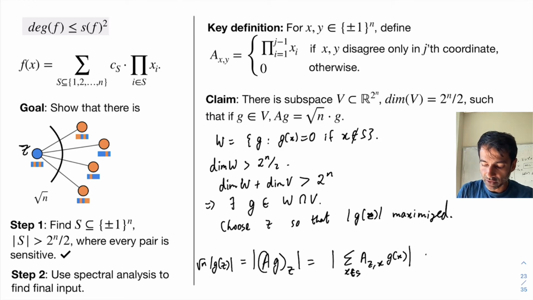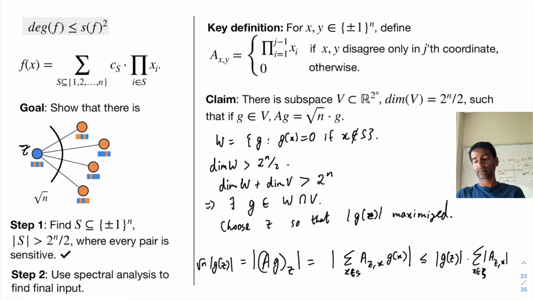And now I can write this is less than or equal to the magnitude of G(Z) times the sum for all x in S of A(Z, x), because Z is the input that maximizes the magnitude of G(Z).